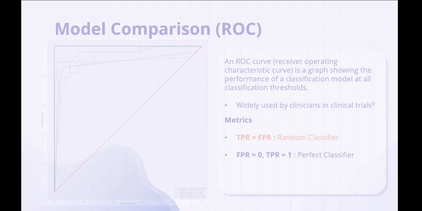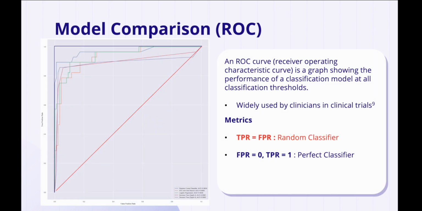Over here, the receiver operator curve is a graph showing the performance of a classification model at all classification thresholds. The area under the curve ranges in value from 0 to 1, and a model whose predictions are 100% wrong has an AUC of 0, one whose predictions were 100% correct has an AUC of 1.